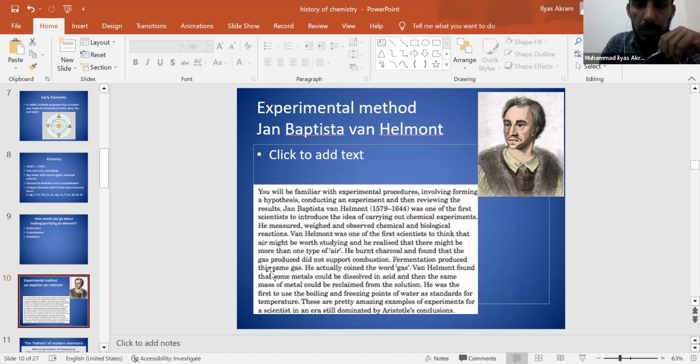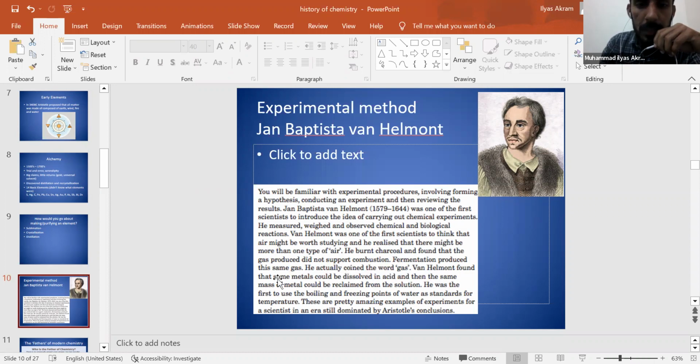Fermentation produced the same gas, because we studied glycolysis, how the glycolysis occurs, and the last product of the glycolysis in the absence or presence of oxygen. So the fermentation produced the same gases. He actually coined the word gas.